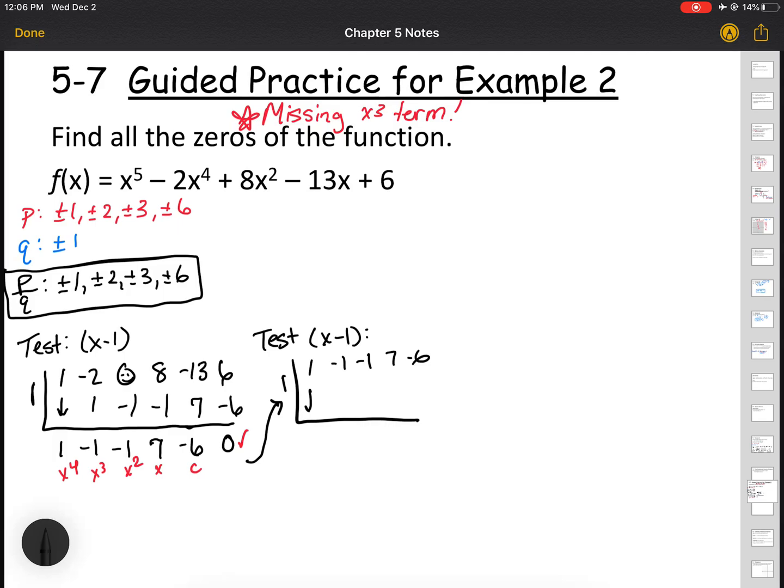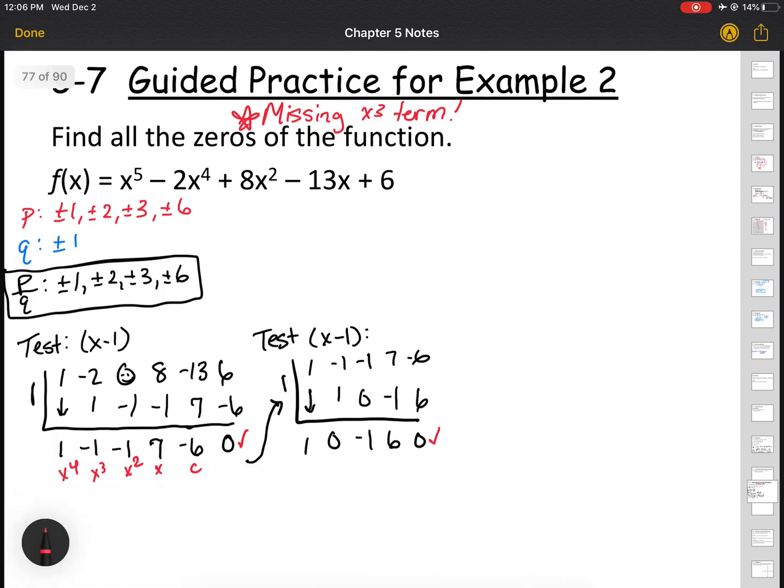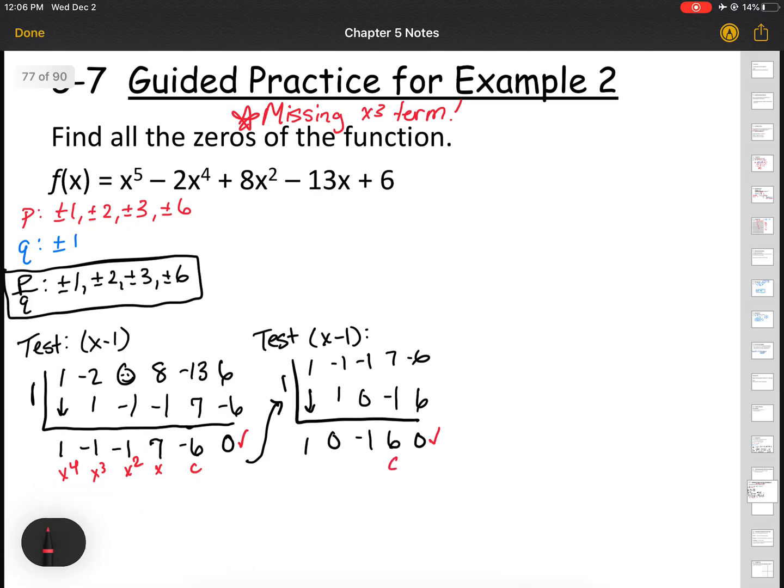So when I drop down that 1, I have 1 times 1 is 1, which makes 0. It makes 0 again, which is negative 1. And 7 plus negative 1 is 6. And when I add that to negative 6, it makes 0, so that's good. X minus 1 is again another factor of the original polynomial. So I have the constant, the x term, the x squared term, and the x to the third term. Okay, so again, that means x minus 1 is repeated twice for this polynomial when factored.